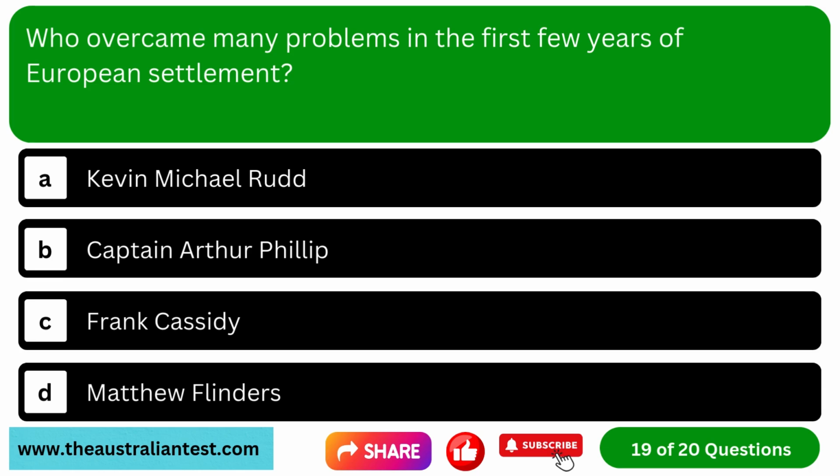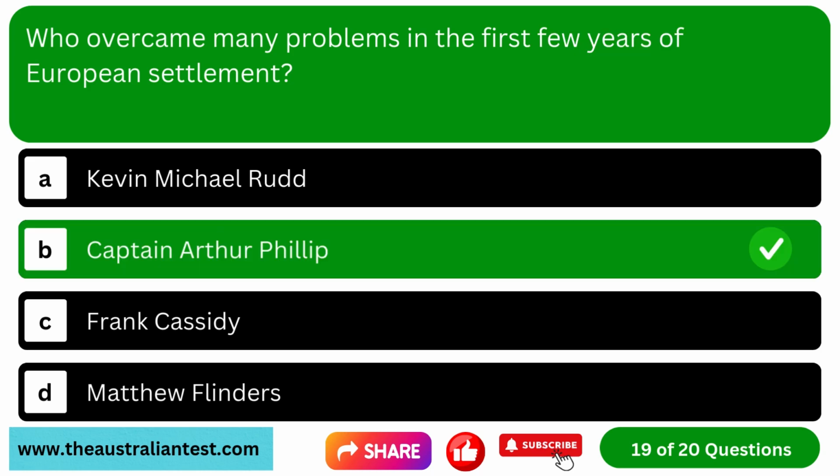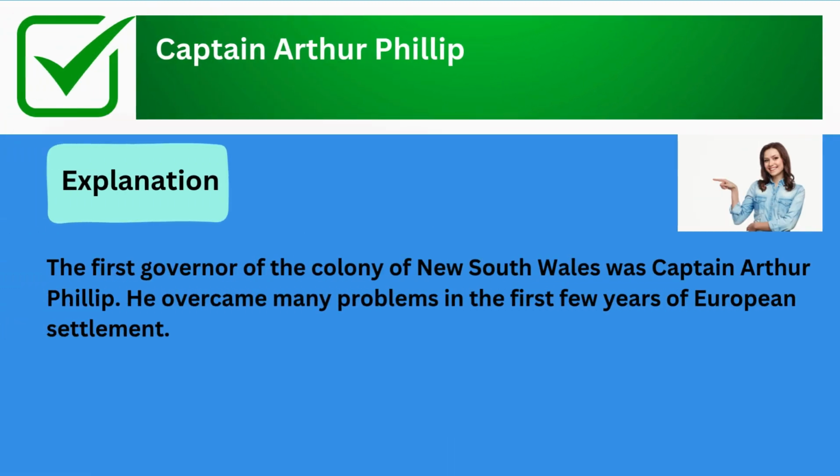Question 19. Who overcame many problems in the first few years of European settlement? Option A, Captain Michael Rudd. Option B, Captain Arthur Phillip. Option C, Frank Cassidy. Option D, Matthew Flinders. The correct answer is Captain Arthur Phillip. Explanation: the first governor of the colony of New South Wales was Captain Arthur Phillip. He overcame many problems in the first few years of European settlement.